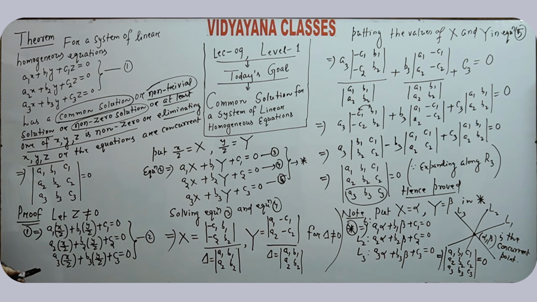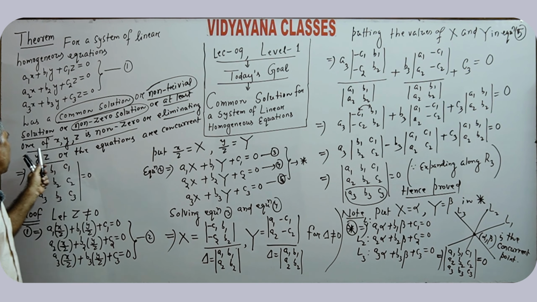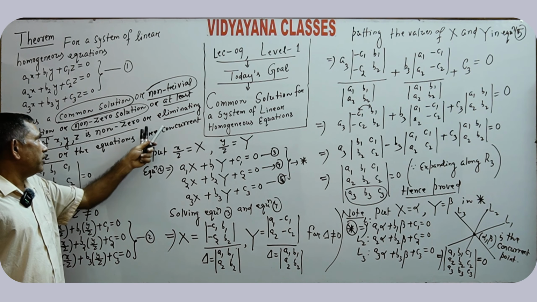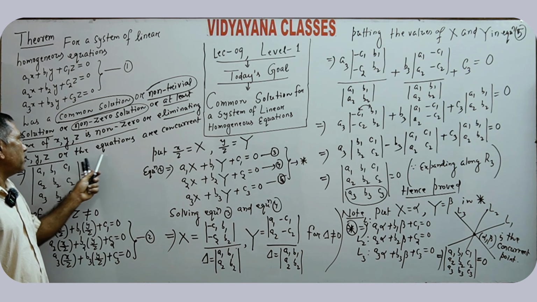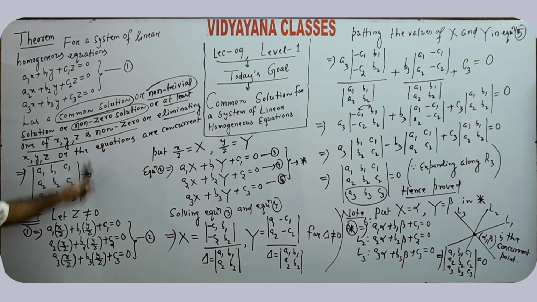Clear? Common solution, non-trivial solution, non-zero solution, or at least one of xyz is non-zero, or eliminating xyz, or the system of equations are concurrent. In each case, we apply that the determinant of the coefficients, that means the constant terms, vanishes. Clear? Okay, write down.